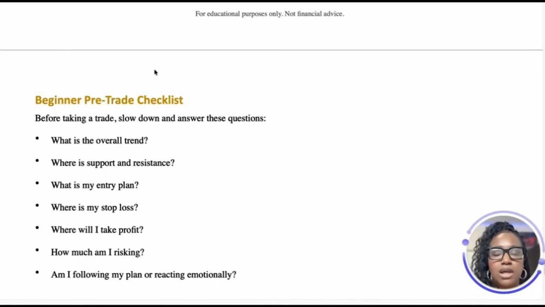Where is my stop loss? Never get into a trade unless you have your stop loss. Where will I take profit? That is a level at which you are going to lower your risk, and you need to have that before you put your money in the market. How much am I risking? So many beginner traders feel like they want to swing for the hills in their first couple of trades. That is how you get exited out of this market quicker than you could ever think. So understanding your risk and the reward you want to receive is so important. And finally, am I following my plan or reacting emotionally?